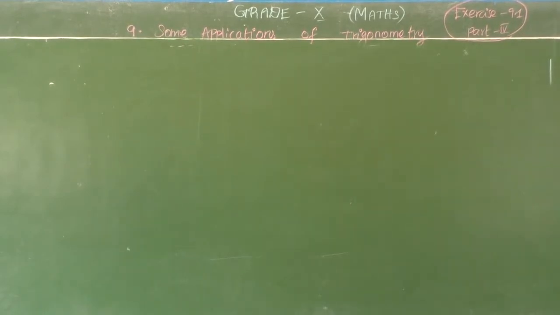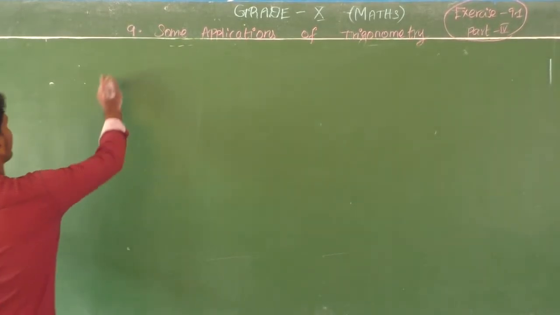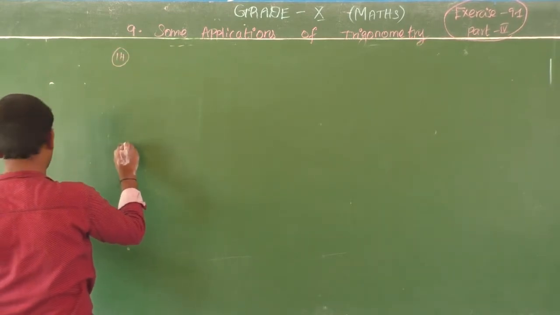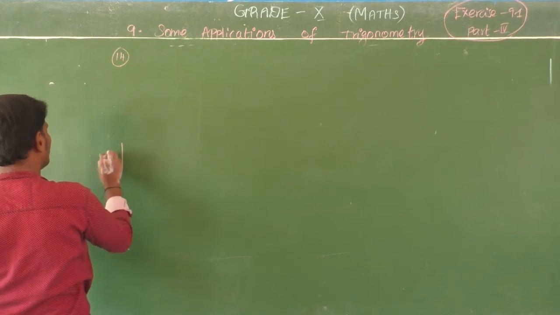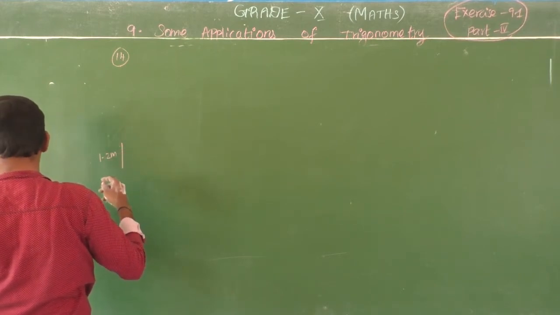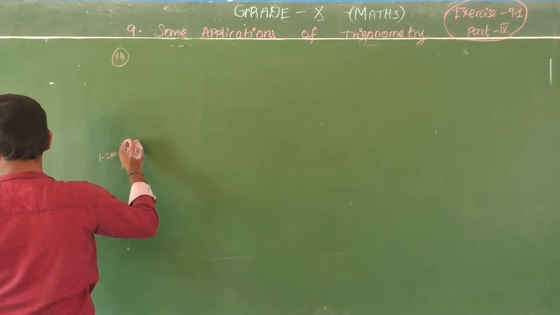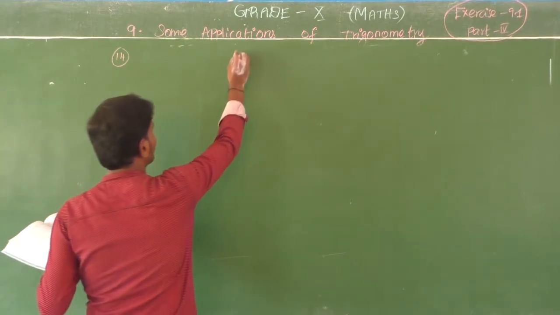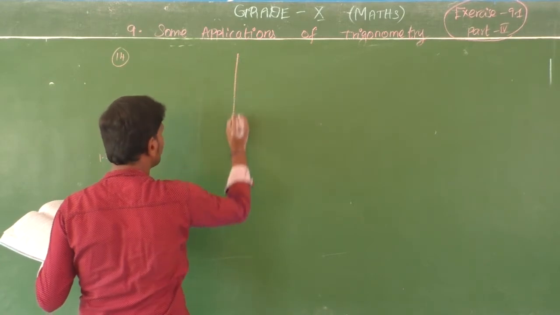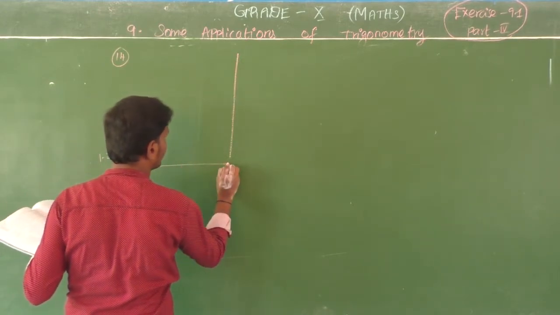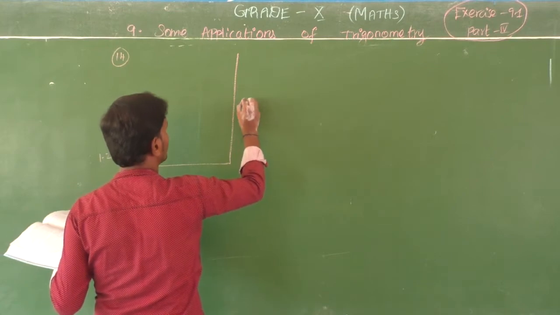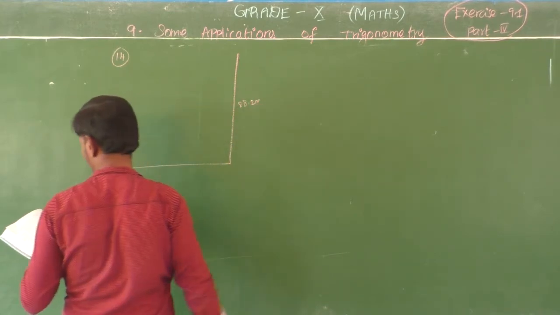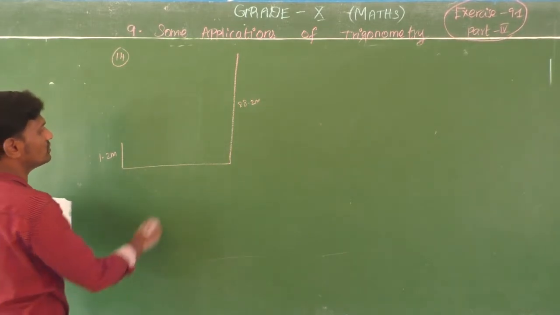Yes, students, the next question is question number 14. A 1.2 meter tall girl spots a balloon moving along a horizontal line at a height of 88.2 meters. So the total height is 88.2 meters from the ground. So this is the ground level.